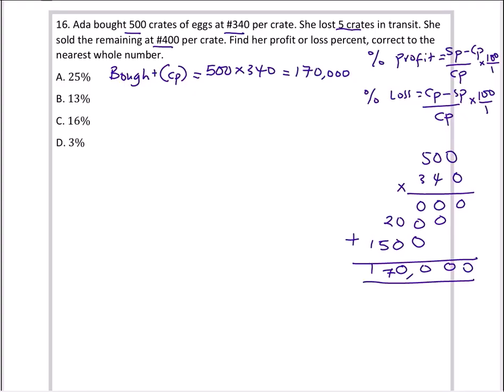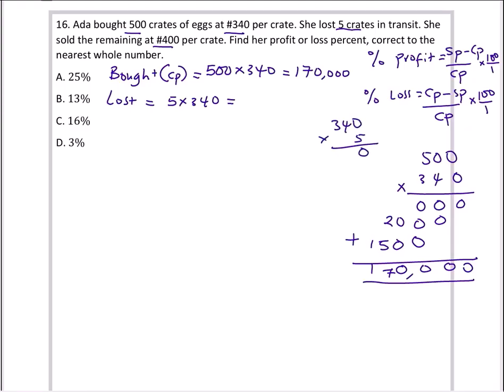But then she lost 5 crates, so 5 crates, and each of them is sold for 340. So it means she's losing this. You have to check the number of crates she lost and the amount each one is sold, so that we can have that information as well. So 340 multiplied by 5.